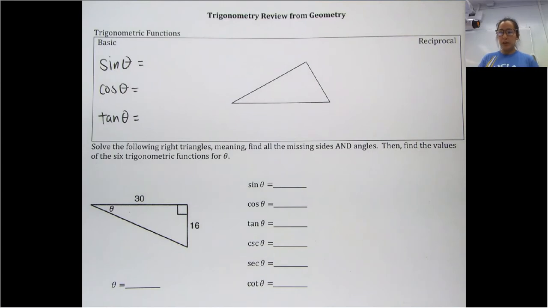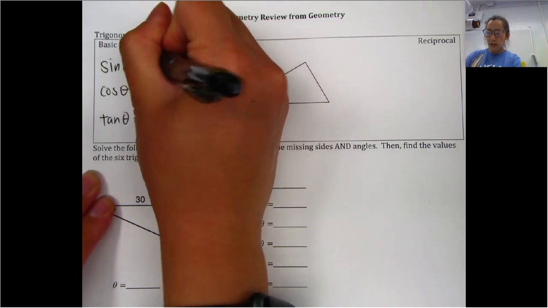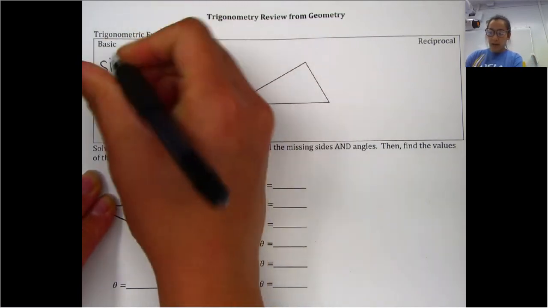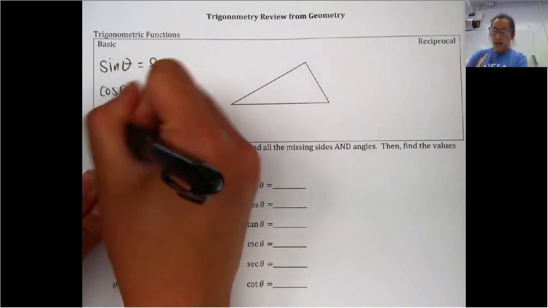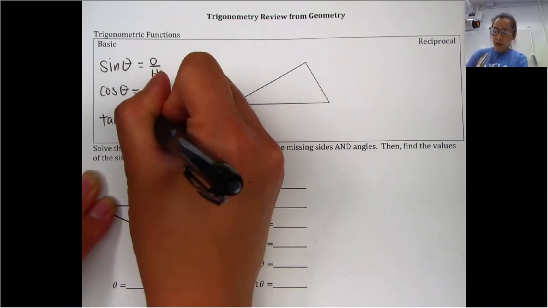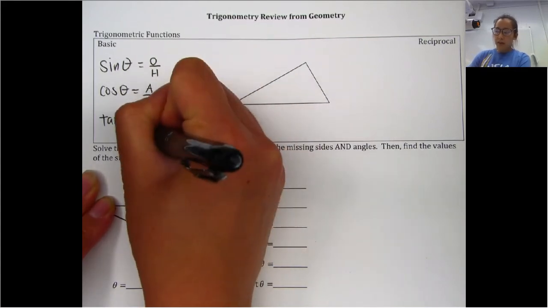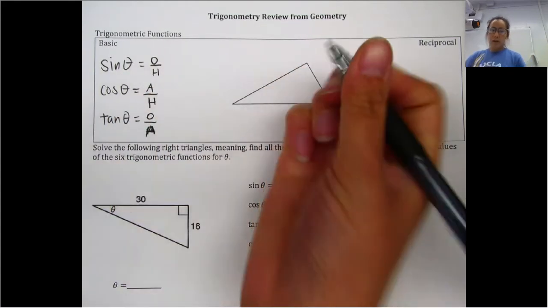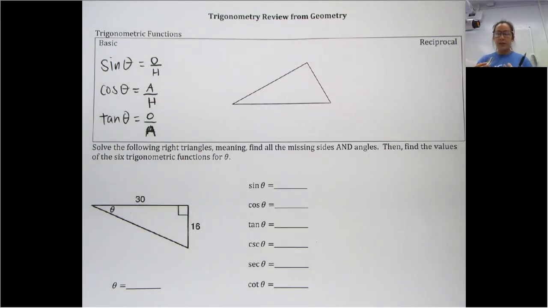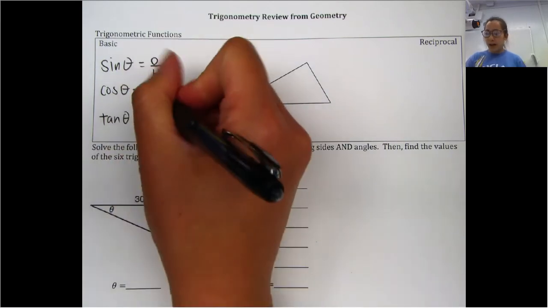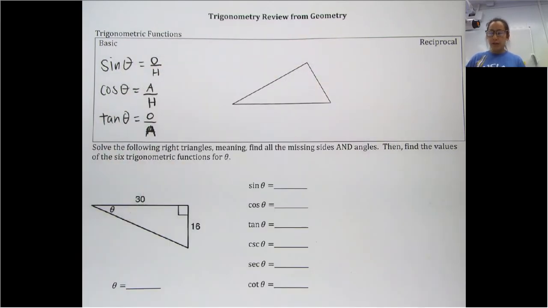Your geometry teacher may have taught you the mnemonic SOHCAHTOA. SOH, CAH, and TOA. Ultimately, sine is opposite over hypotenuse. Cosine is adjacent over hypotenuse. Tangent is opposite over adjacent.